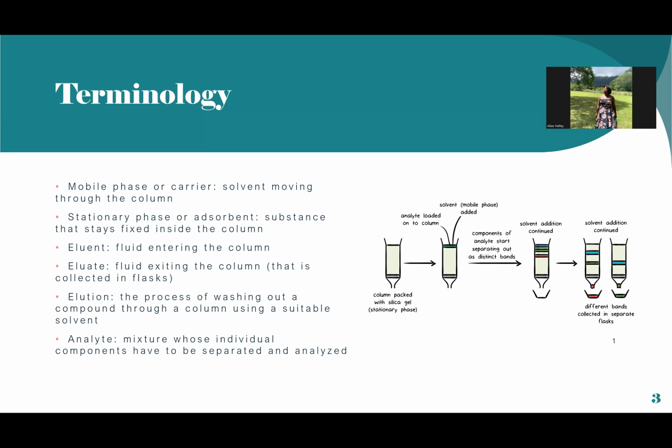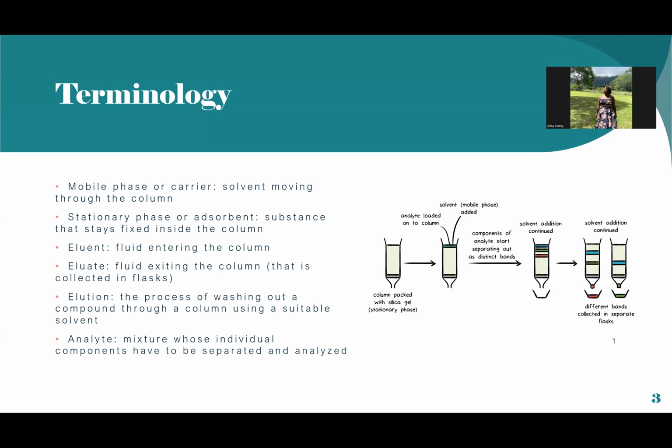And then the next term is eluent. This is a fluid that enters the column. The eluate is the fluid that exits the column that is collected in the flask. And then the elution is the process of washing out a compound through a column using a suitable solvent. And then the analyte is essentially just the mixture whose individual components have to be separated and analyzed.